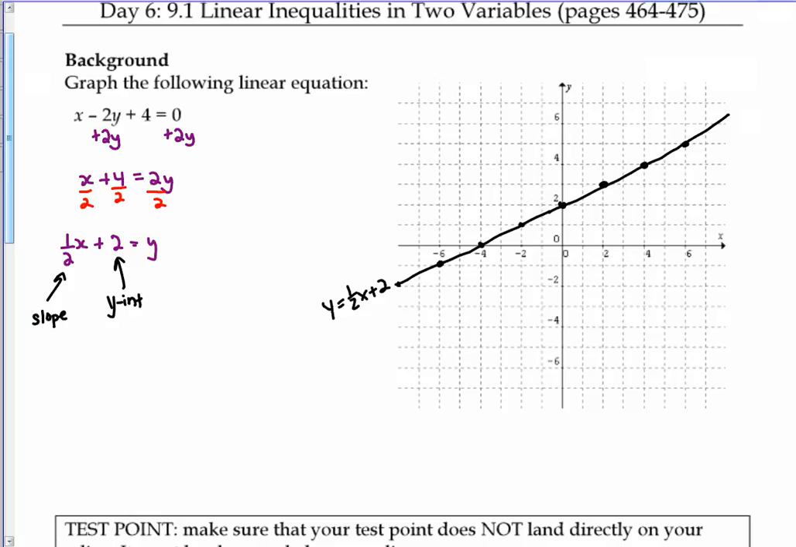Well, everything up here is what we call above the line. Does that make sense? Everything here would be below the line. Fair enough? So above the line would be the inequality y is greater than 1/2 x plus 2. So we call that line our boundary line when we're graphing an inequality. Okay? So this is the boundary line, the line that's separating the greater than and the less than.